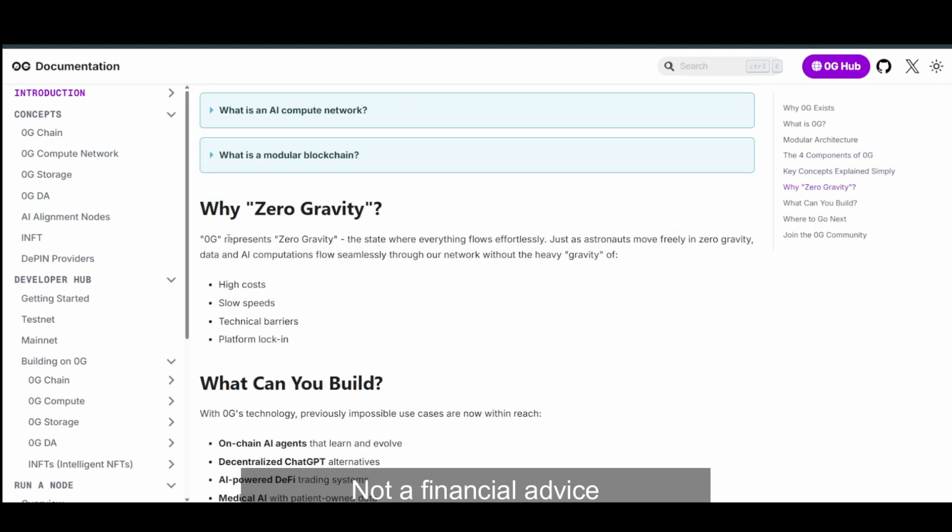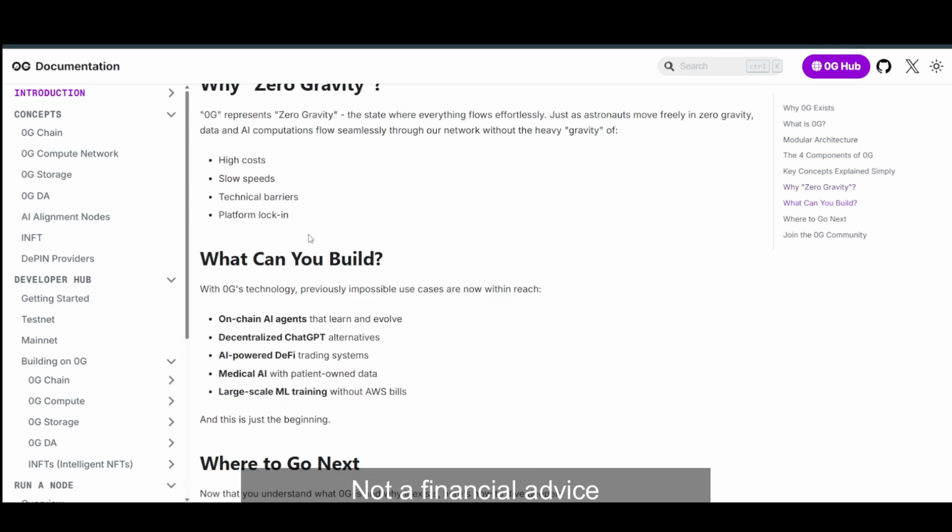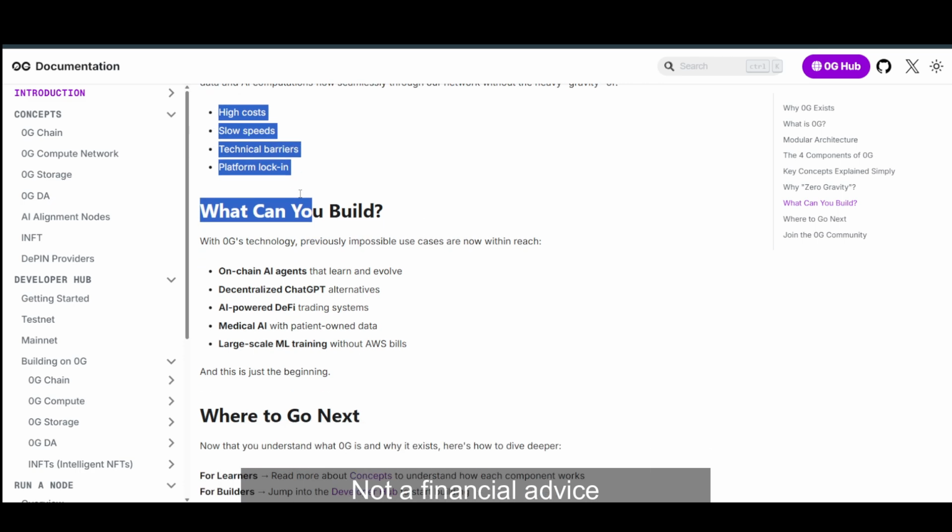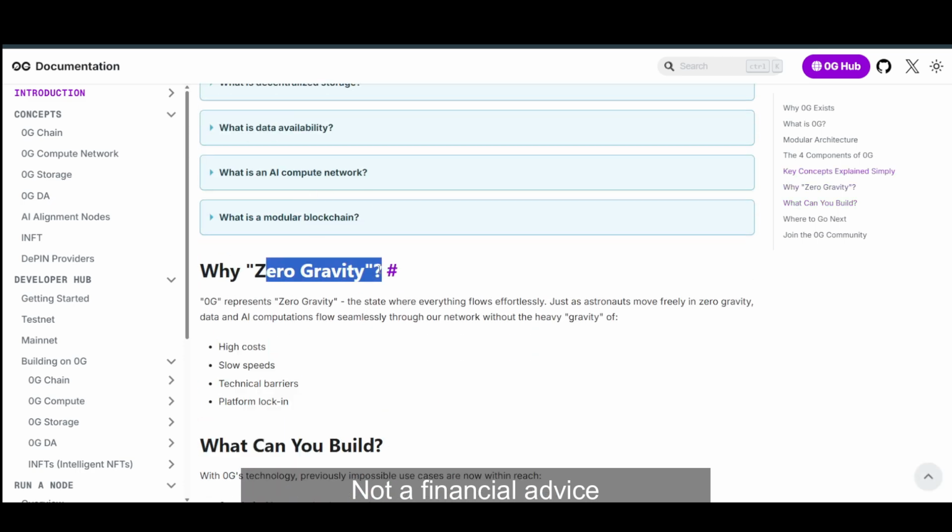So they do explain why Zero Gravity. It is because it solves different things such as high cost, slow speed, technical barrier, and platform lock-in. So it solves these different things using their Zero Gravity.